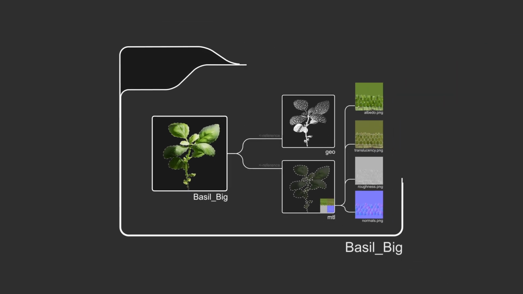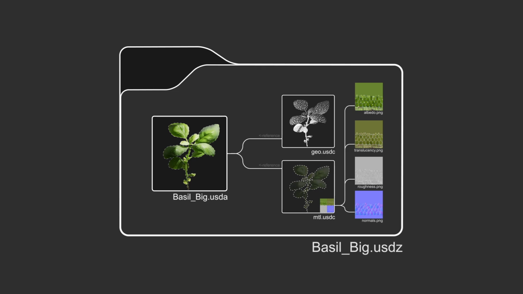There's also the USD zip format, which you can think of as a zipped folder of USD and texture files acting as a single USD file. These are called packages and are used mainly in real-time applications. We can specify which format to use by setting the file extension to USDC for crate files, USDA for ASCII files, and USDZ for zip packages.